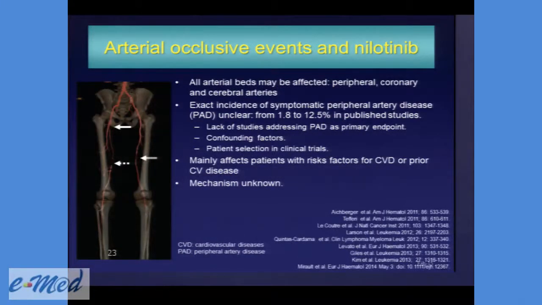During the last years, more and more cases of peripheral arterial occlusive disease related to nilotinib have been reported. All arterial beds might be affected, including peripheral vascular disease, coronary arteries, and cerebral arteries. The exact incidence of symptomatic artery disease is unknown, with a wide range in published studies. There is a strong association with the presence of risk factors for cardiovascular disease or with previous cardiovascular disease. Although several mechanisms have been suggested, including endothelial insult, platelet dysfunction, and others, the exact mechanism is still unknown.